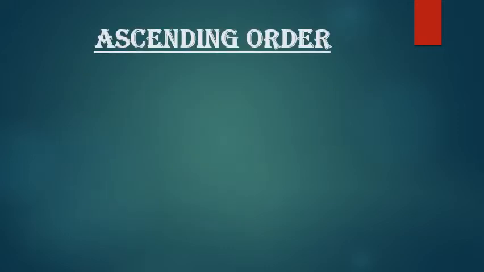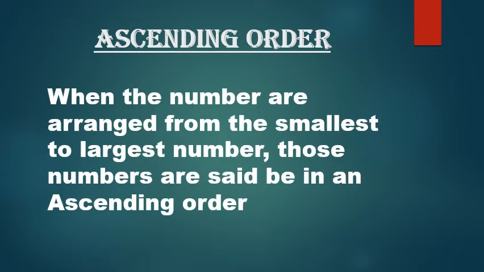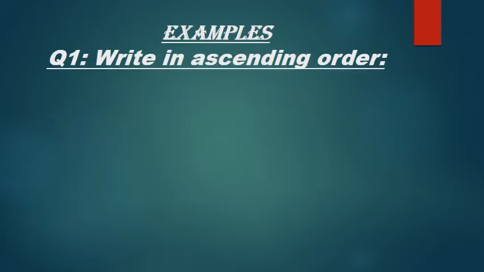So, what is ascending order? Ascending order means the smallest number comes first, or we can say that we have to arrange the numbers in smallest to greatest order. According to the given definition, when the numbers are arranged from the smallest to largest number, those numbers are said to be in ascending order. So, here are some examples of arrangement of numbers in ascending order.